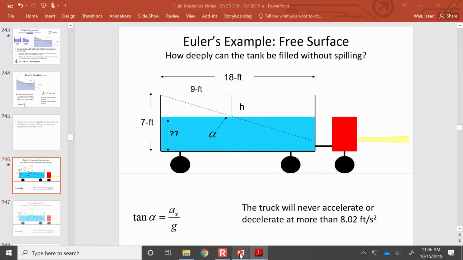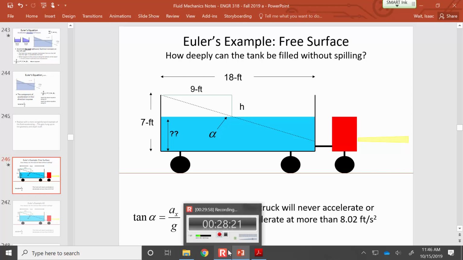Okay, so we've talked about local acceleration and convective acceleration. Local acceleration is defined as the change in velocity with respect to some change in time. Do you remember the formula for convective acceleration? Change in velocity over the change in position. That's part of it. Velocity times velocity gradient. So it's going to be the velocity at some point multiplied by dv dx.